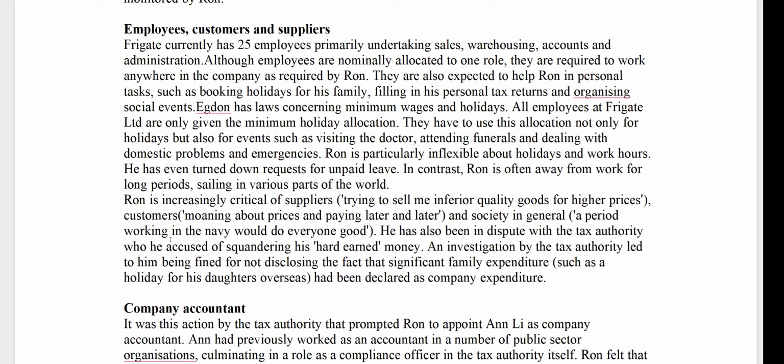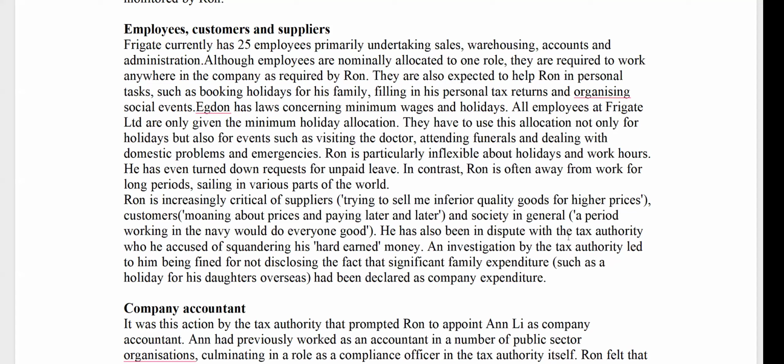There's a period working in the Navy that will do everyone good, right? He thinks that people in the society should go and work in the Navy so that it will help them check their attitude. But he himself, has he worked in the Navy before? No. You see, that is what they are saying.